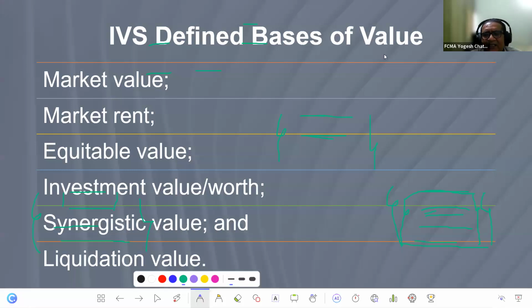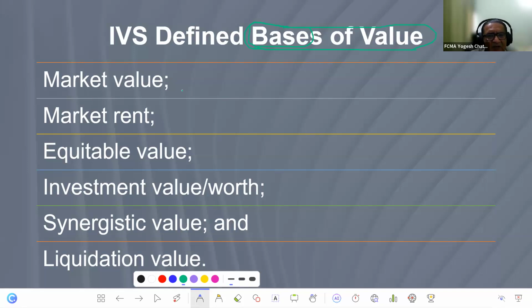As we discussed in the general standards, before we go to today's topic, which is on the valuation approaches and methods, we need to first go through the basis of value, because unless we determine the basis of value and premise of value, we may not be able to choose the appropriate or correct valuation approach.